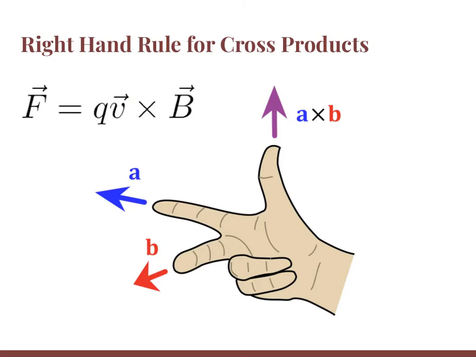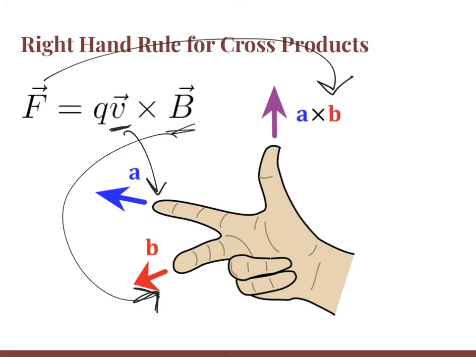So if we're going to apply this to QV cross B, which is the formula for the force, you would say the first thing is V, the first part of the cross product. So it's your index finger. And then the second part of the cross product is B, which conveniently is B down here, your middle finger or all the rest of your fingers. And the cross product, the force, is going up. And it's Q times the magnitudes of those things, but the direction still applies. So you would say this is the velocity, this is the field, and this is the force.